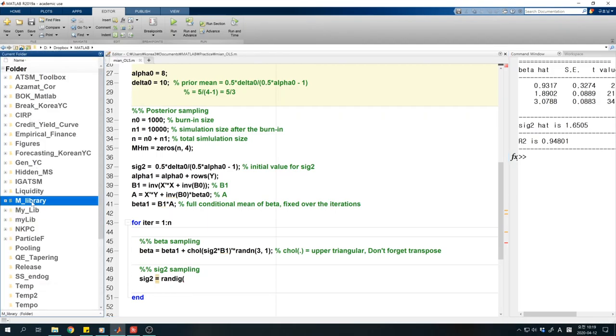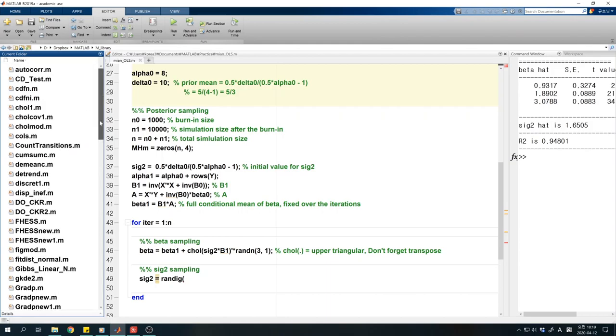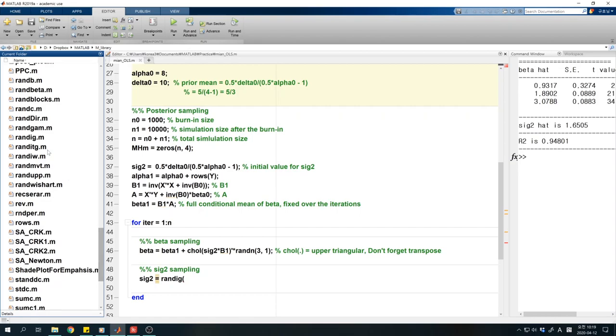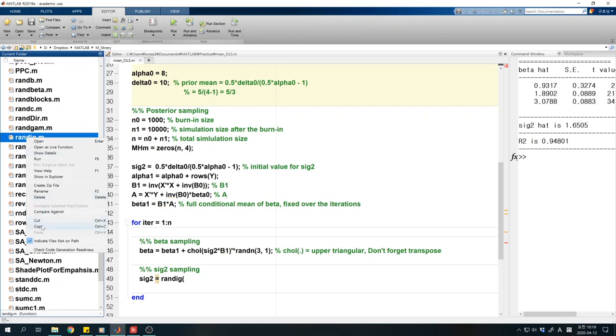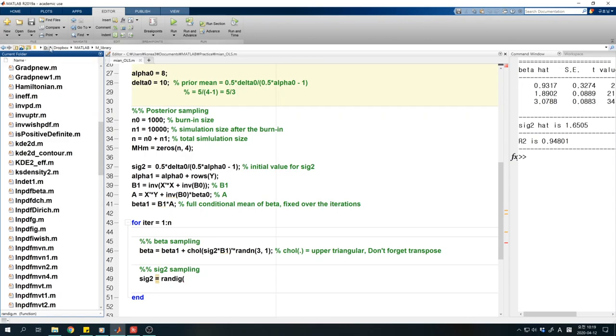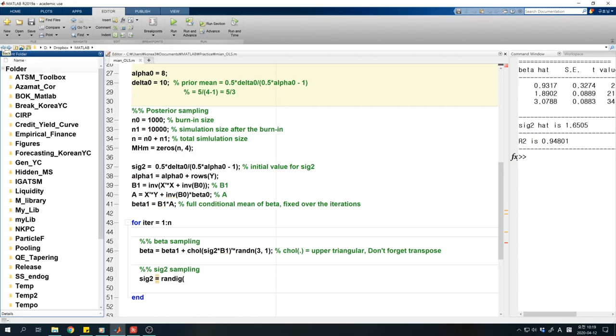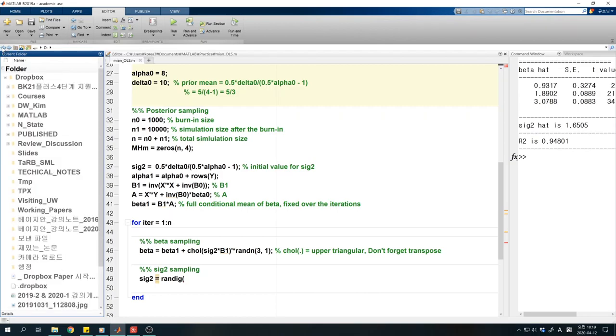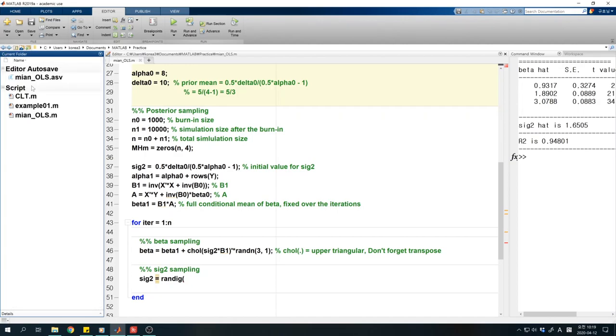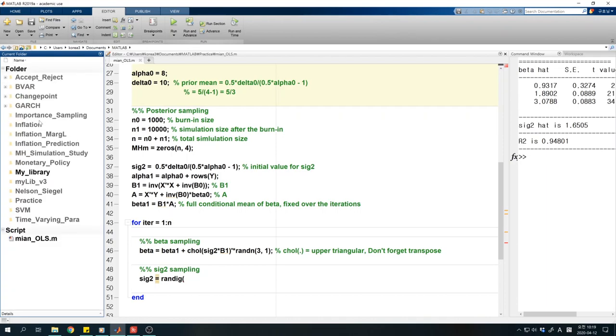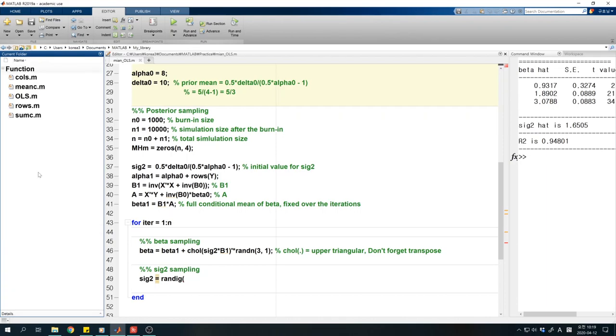That's in the library. Rand ig. Okay, rand ig. Okay, let me copy, and then go back to here. Where is it? Where are we? Oh, here. And then in MATLAB, let me save it to my library and paste it. Okay, so then this can be called whenever we want.